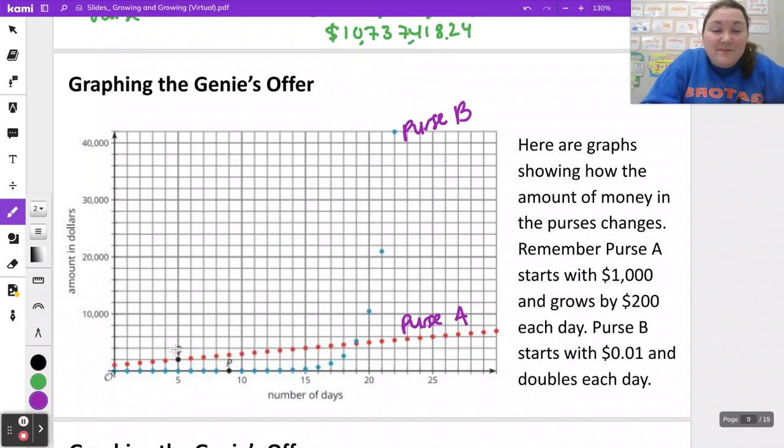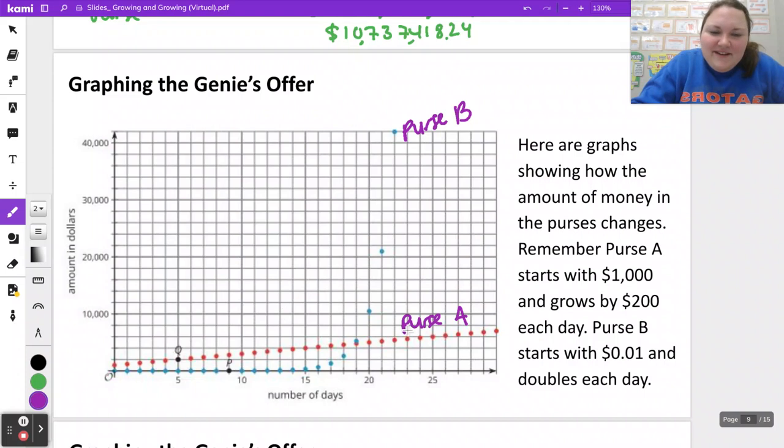Remember, even at the very beginning, from our starting point to day 1, it went from 1 cent to 2 cents. So it went up 1 penny. But then 2 cents doubled is 4 cents. It went up 2 pennies. 4 cents doubled is 8 cents. So it went up 4 cents. It's not going up the same amount of money every single time.